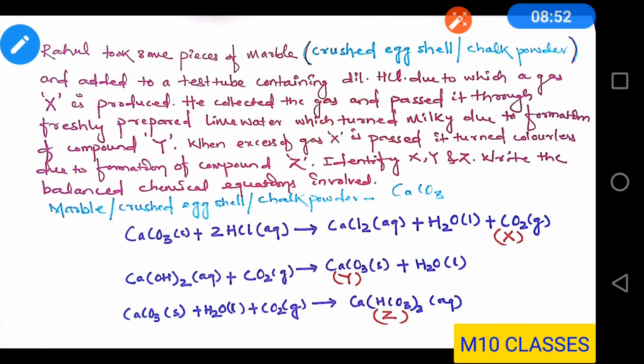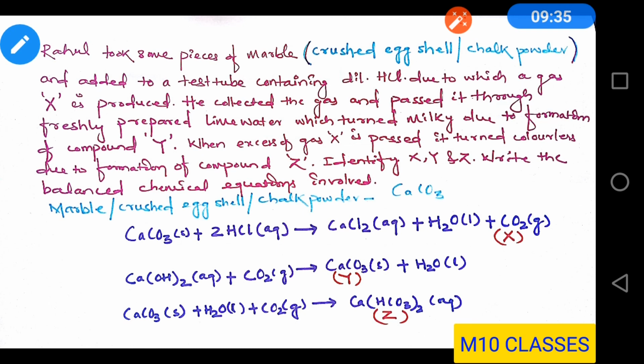Now see the question. Rahul took some pieces of marble. In this question it can be replaced with crushed eggshells or chalk powder. He added it to a test tube containing dilute hydrochloric acid, due to which a gas X is produced. He collected the gas and passed it through freshly prepared lime water, which turned milky due to the formation of compound Y. When excess of gas X is passed, it turned colorless due to the formation of compound Z. Identify X, Y and Z and write the balanced chemical equation involved. Now this might be a 5-mark question for you. Now understand this question first.